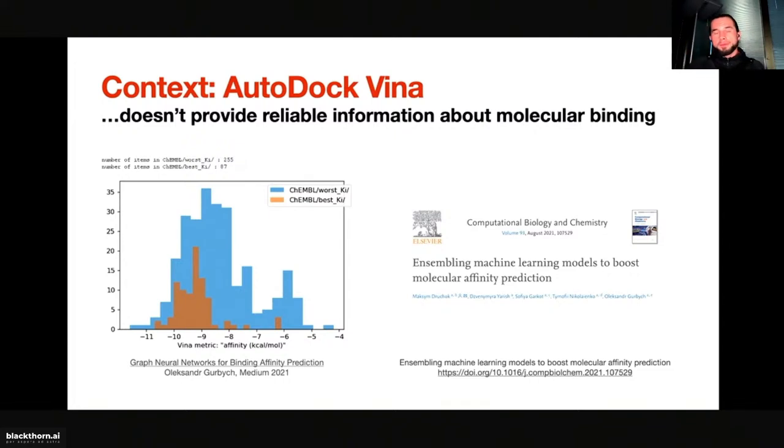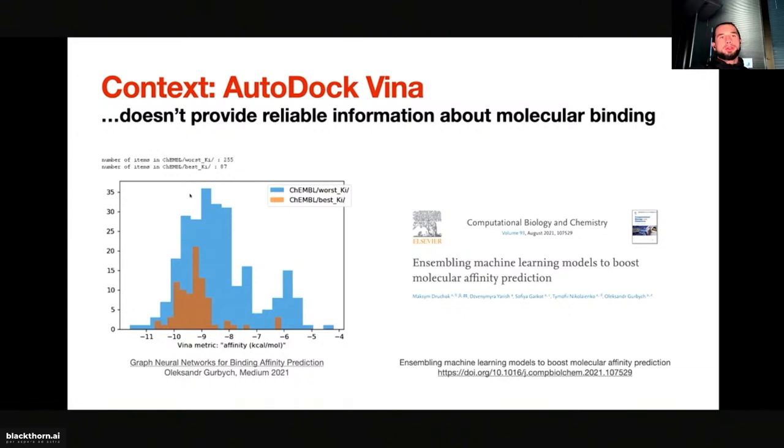But when we took ChEMBL, we wanted to test Vina before use, right? We started to create a benchmark. We selected a set of compounds with known Ki. Ki is an inhibition constant. It is used to describe the molecular binding affinity of a ligand to a receptor. The lower the Ki, the stronger the association.